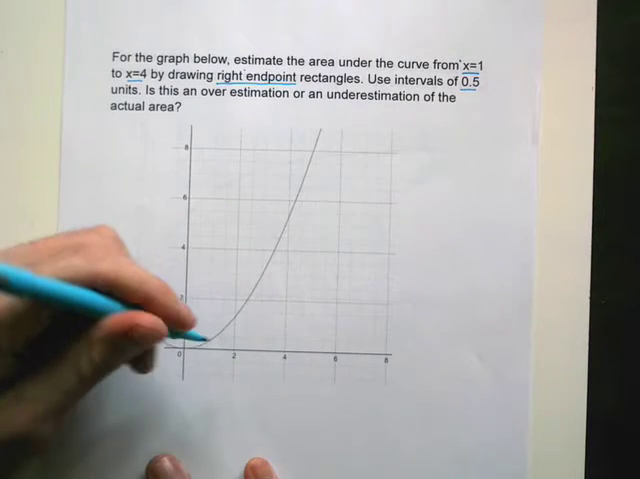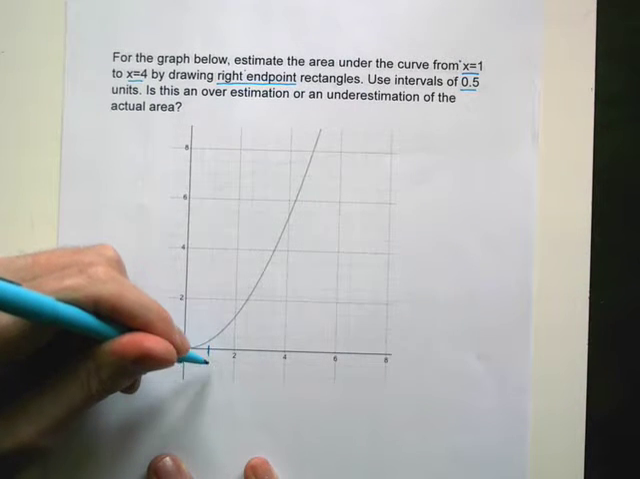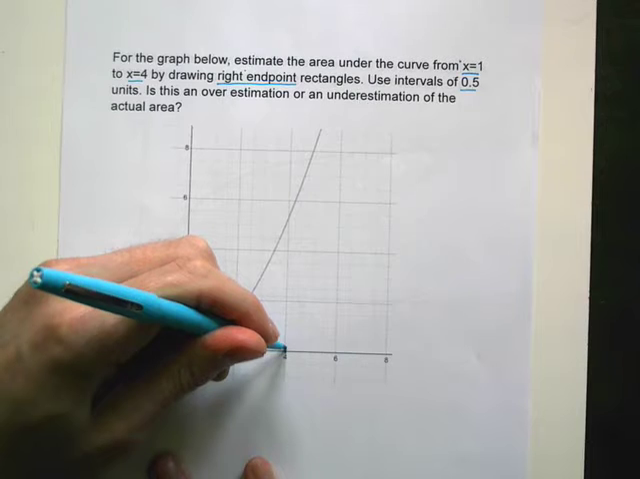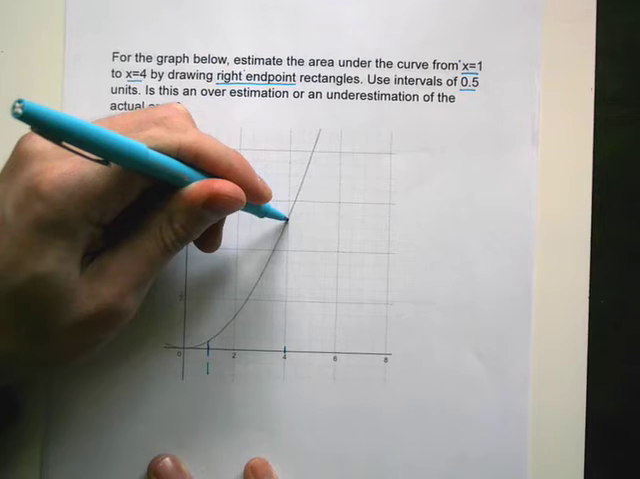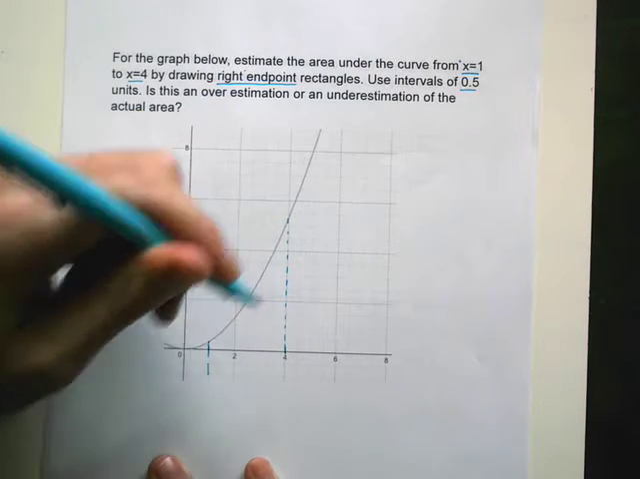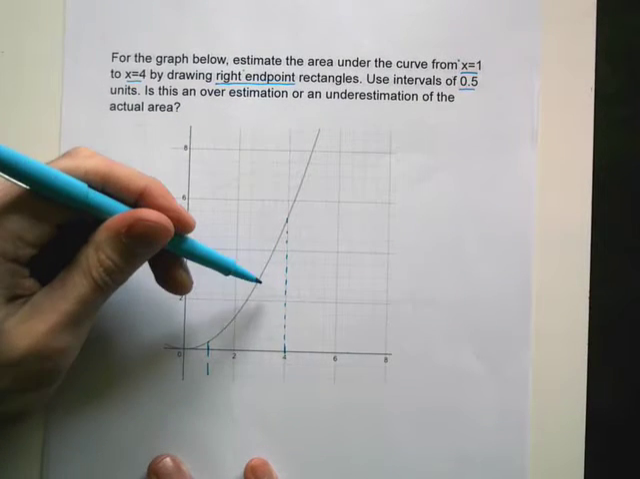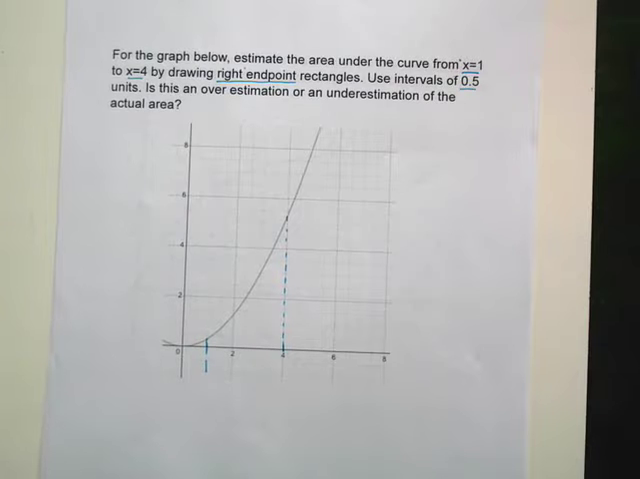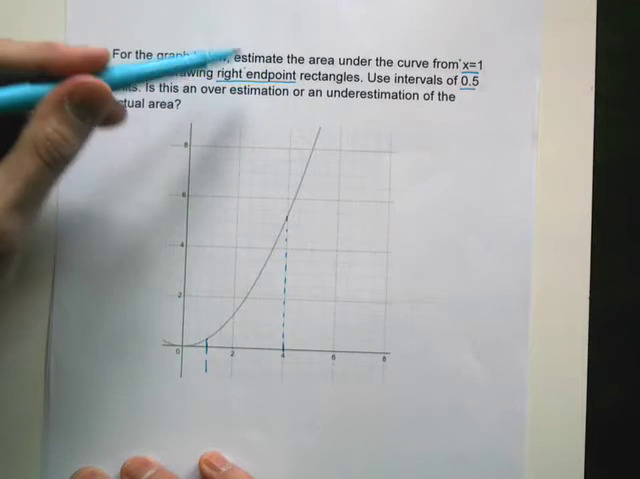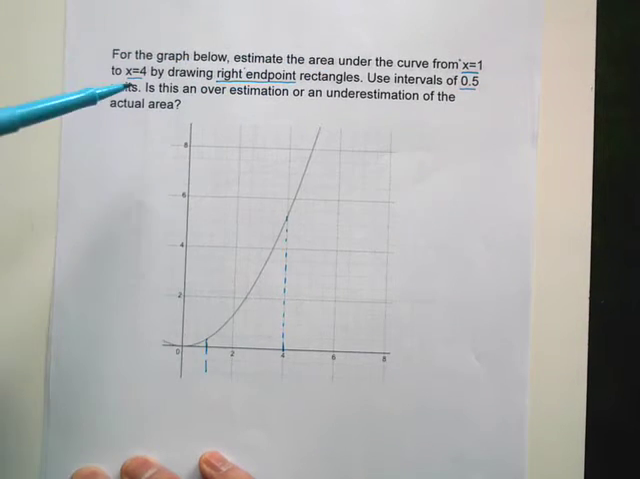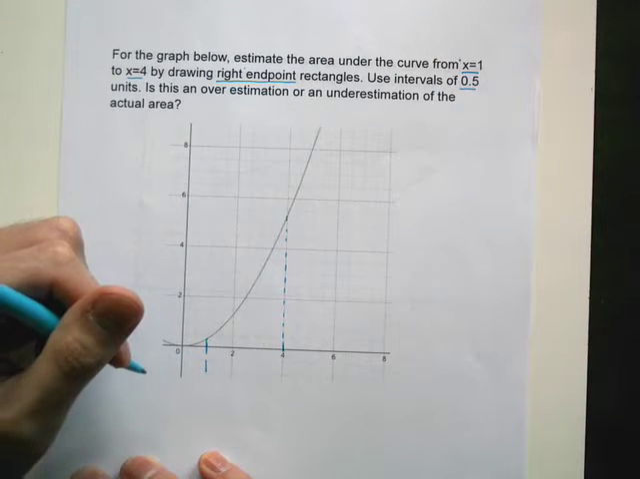So we have a curve from 1 to 4. So I'm just looking at our graph here. It looks like 1 is going to land right here. 4 is obviously going to land right here. Okay, so these are the limits just from here to here. I want to find the area under the curve between those 2 points. So basically if I shaded in this region right here, that's essentially what it would be asking me to find the area of. Okay, by drawing right endpoint rectangles, okay, we're going to do that. Use intervals of 0.5 units. So 0.5 units tells you how wide to make your rectangles, okay?